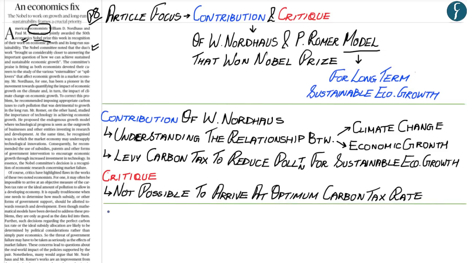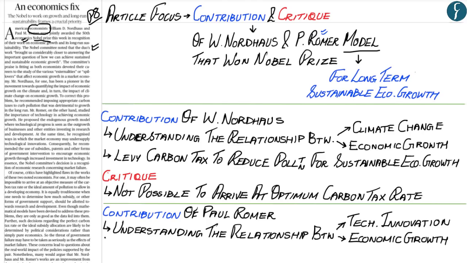While the second contribution that this article talks about is of Paul Romer. Now, Paul Romer has proposed the endogenous growth model, wherein he emphasized long-term sustainable economic growth from technological innovations, and proposed that there should be greater investment in technology by the government.